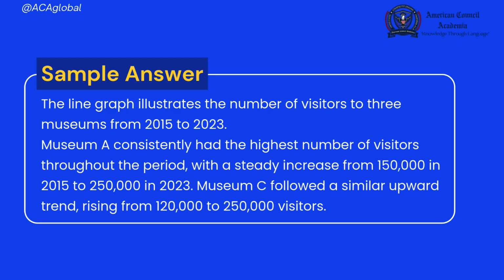Sample answer. The line graph illustrates the number of visitors to 3 museums from 2015 to 2023. Museum A consistently had the highest number of visitors throughout the period, with a steady increase from 150,000 in 2015 to 250,000 in 2023. Museum C followed a similar upward trend, rising from 120,000 to 250,000 visitors.